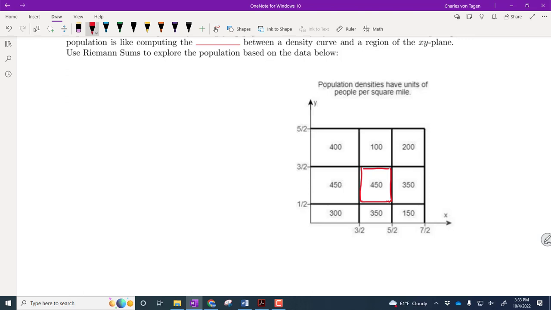What is the population density in that? Well, it's right there. Help me out, folks. What's the population density of that region? 450. So what is the population of that region? 450. How'd you get there? You took the number of people per square mile and you multiplied it by the number of square miles.